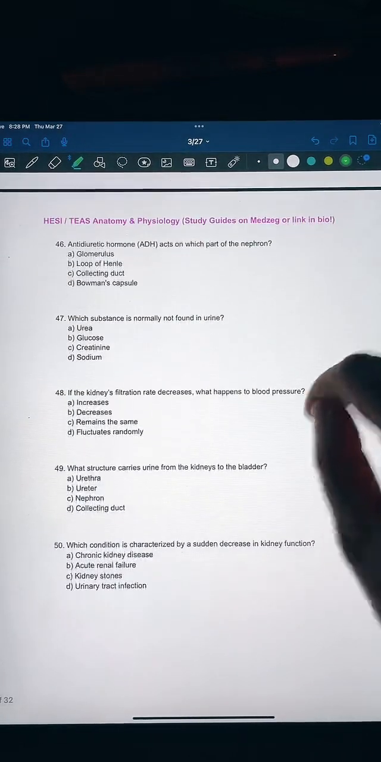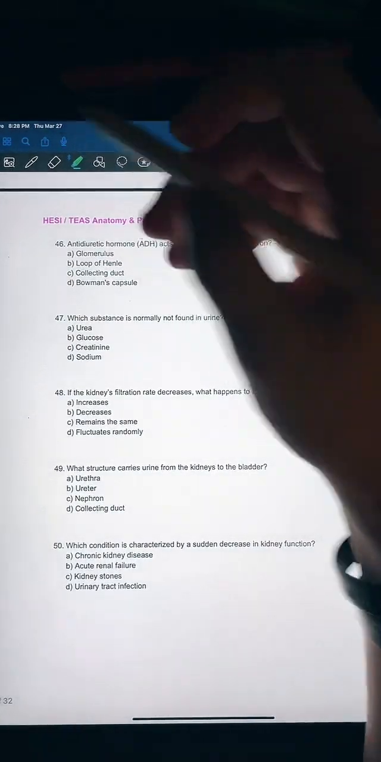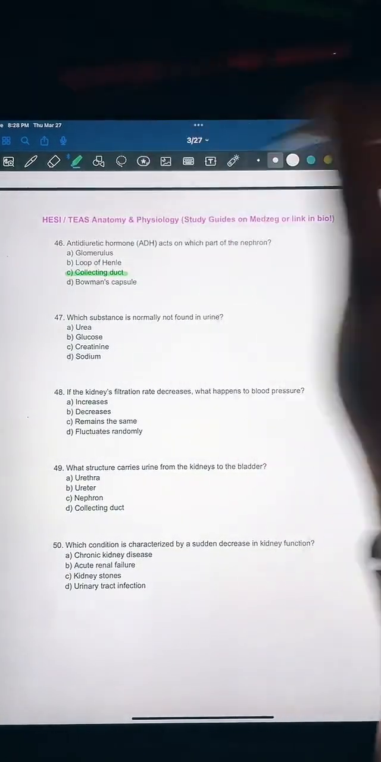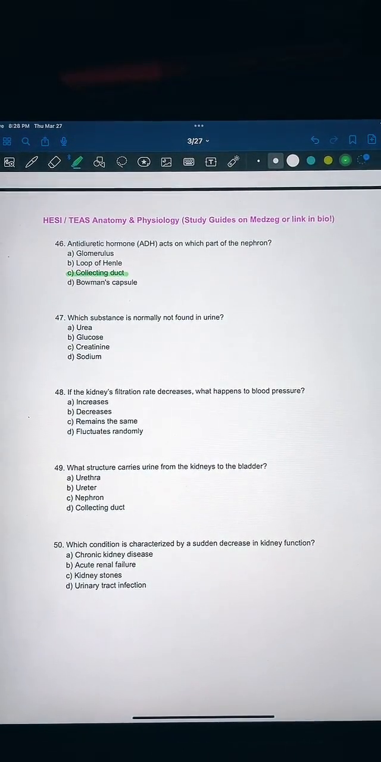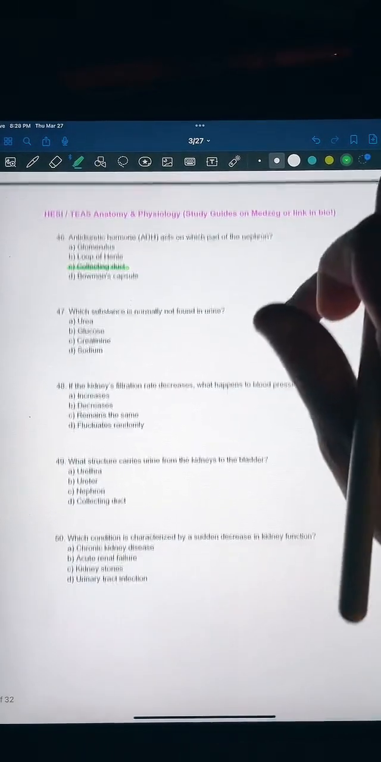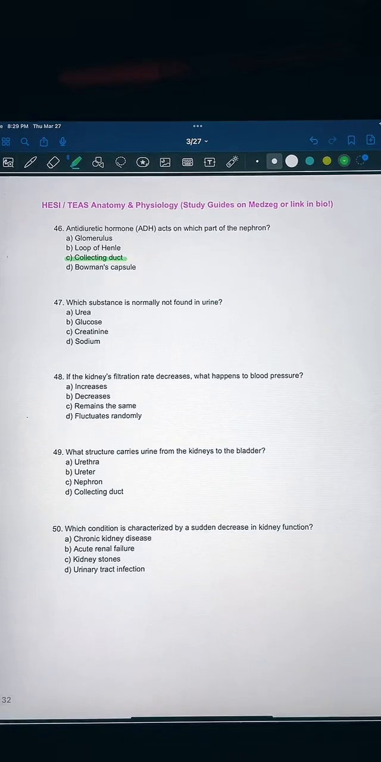But number 46, antidiuretic hormone, or ADH, acts on which part of the nephron? It is C. It is the collecting duct. ADH is going to increase water reabsorption in the collecting duct. It's going to reduce our urine output and concentrate our urine. Number 47, which substance is normally not found in urine? Normally not found in urine.